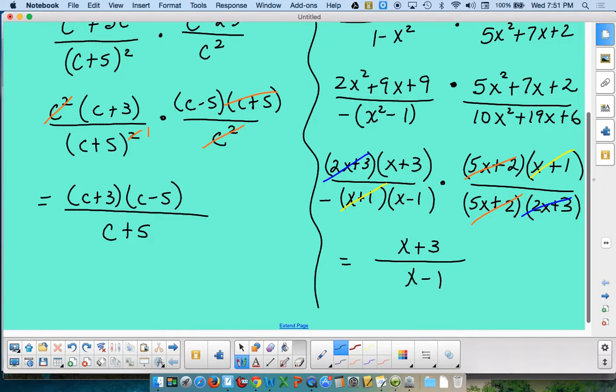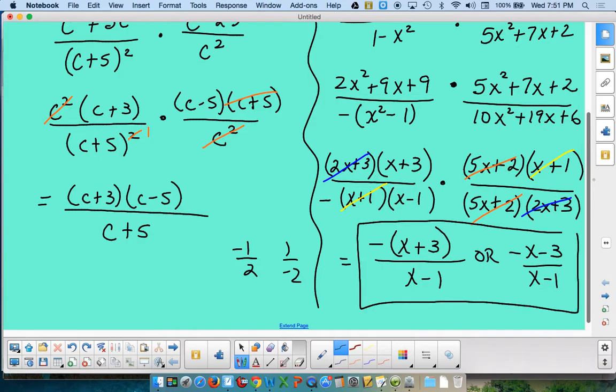Negative signs on fractions can be on the top or the bottom. Remember, there's no difference between negative 1 over 2 and 1 over negative 2. They will always leave a final answer with a negative in the numerator. So I'm going to choose to transfer that negative to the numerator. Now, I would have to leave it in parentheses like that, or you could also distribute it and make it negative x minus 3 over x minus 1. Both of those would be acceptable answers. I can't honestly tell you which way this book leaves its answers, but either one of those would be okay.